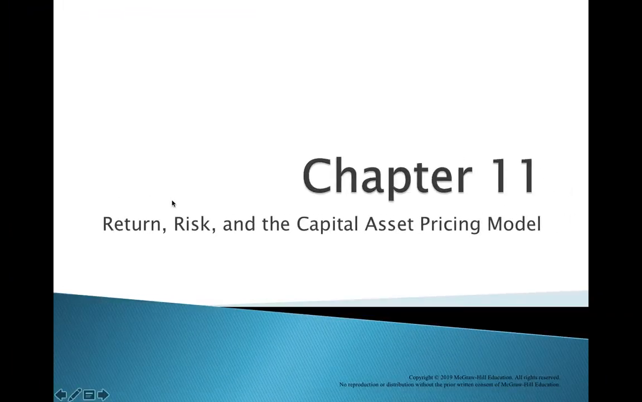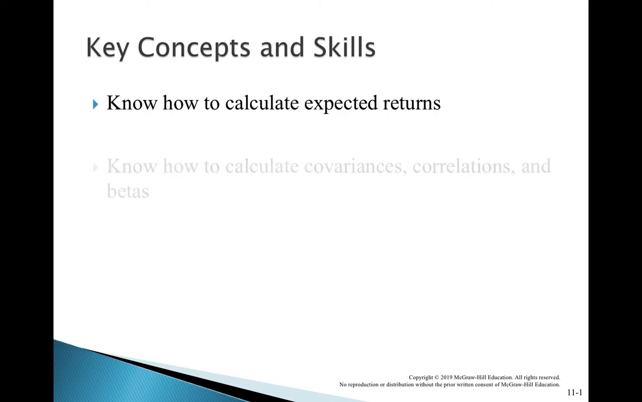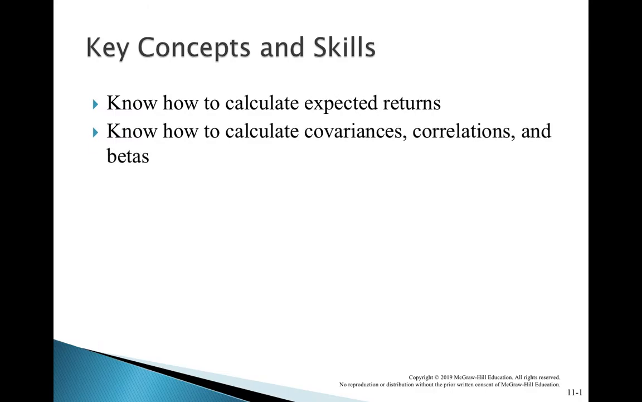Good afternoon, students. Chapter 11 talks about risk, return, and the capital asset pricing model, or CAPM. We have discussed this in many other chapters, so let us now go into detail. We will learn how to calculate the expected return and how to calculate covariance, correlation, and beta.